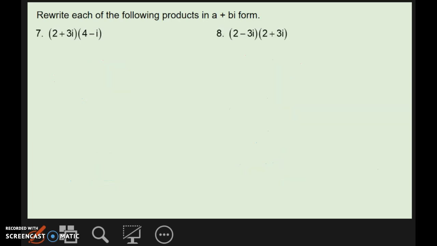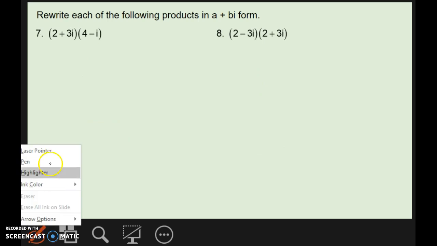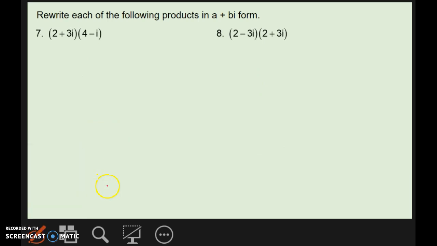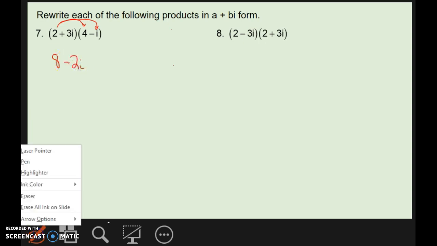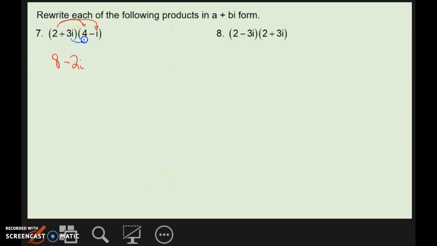But there's another way we can do that using something called double distribution. So essentially what we're doing is we're taking our first term, 2, and distributing it to both of those. So 2 times 4 would give me 8. And 2 times negative i is negative 2i. Then I'm going to continue distributing the 3i. So 3i times 4 is going to give me 12i. And 3i times negative i is negative 3i squared.